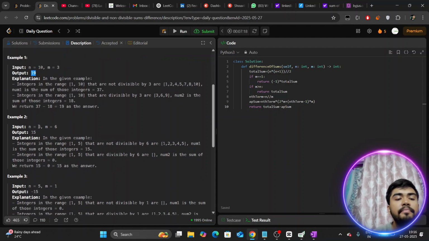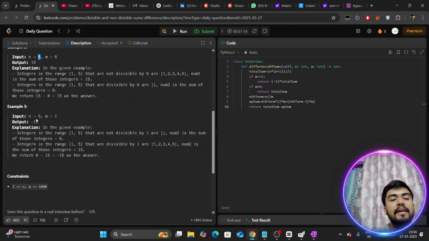Here also, n is 5 and m is 6. In the range of 1 to 5, the ones that are not divisible are all of them, so num1 is 15. For num2, we don't have any number in the range of 1 to 5 that is divisible by 6, so the sum is 0. So we return 15 minus 0, which is 15 as the answer.